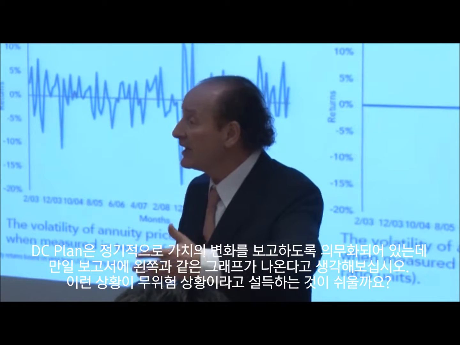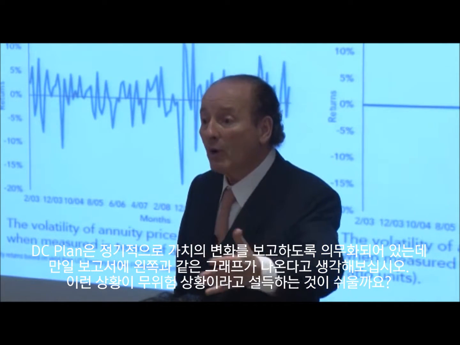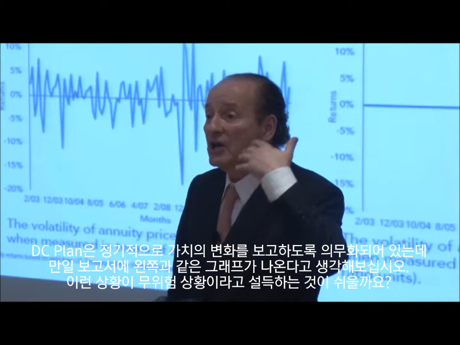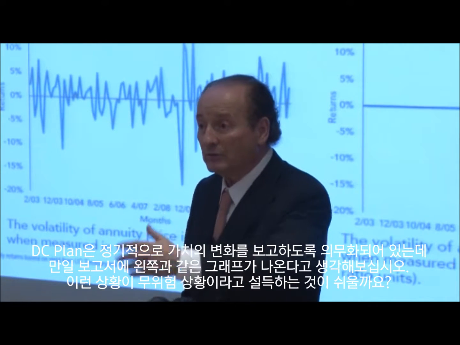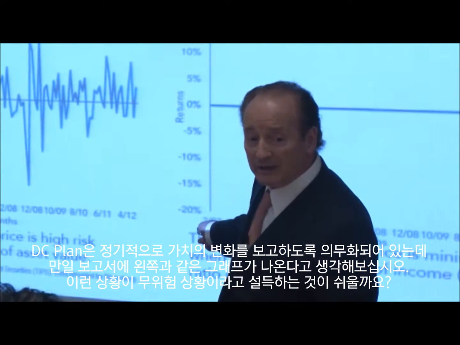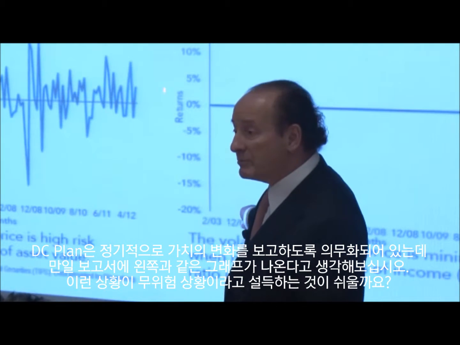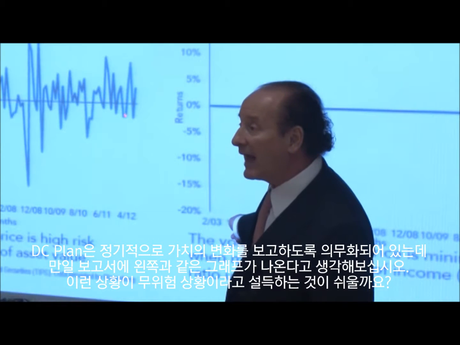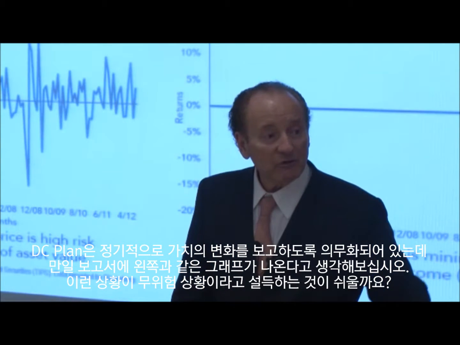In fact, in the United States, in the DC plans, we are required by the Department of Labor and the SEC to report the change in the value. So right away, you see that this is a pretty hard thing to tell somebody. You send them your reports, they look like that, and you tell them you have a risk-free asset.